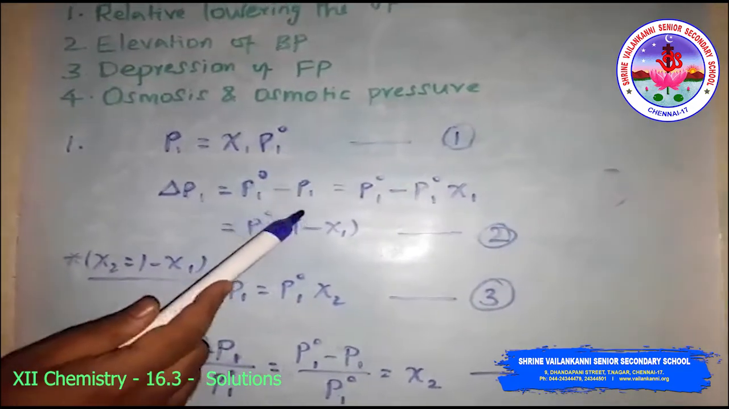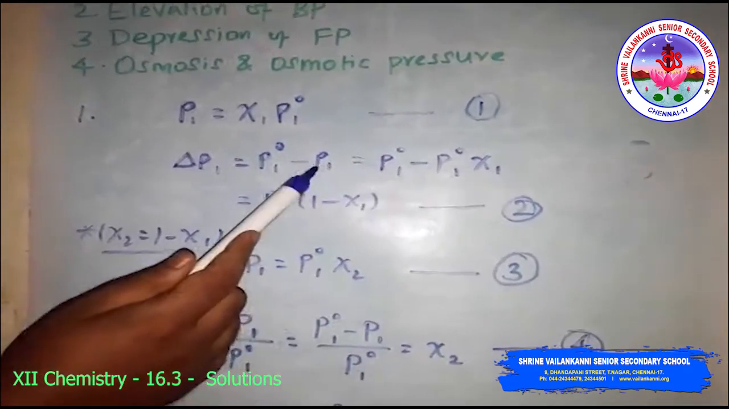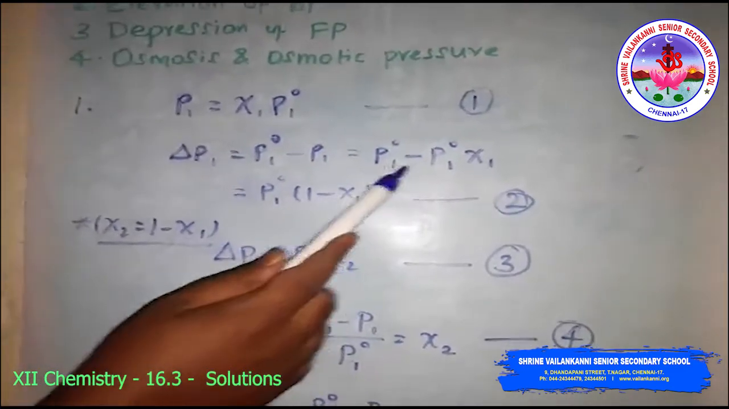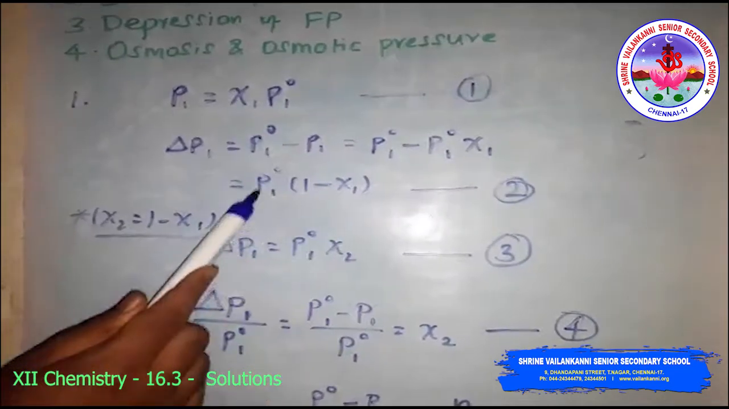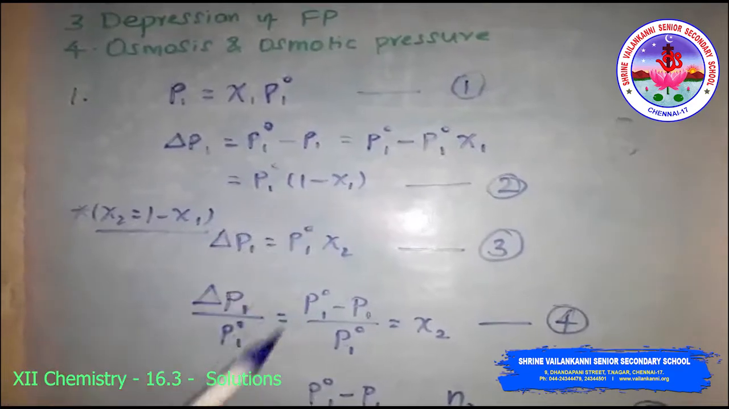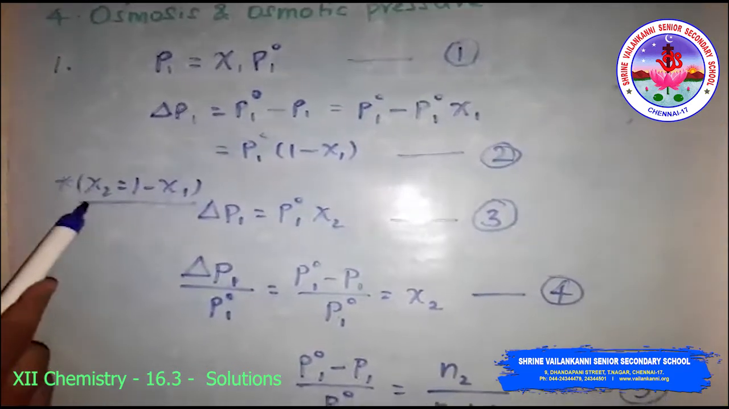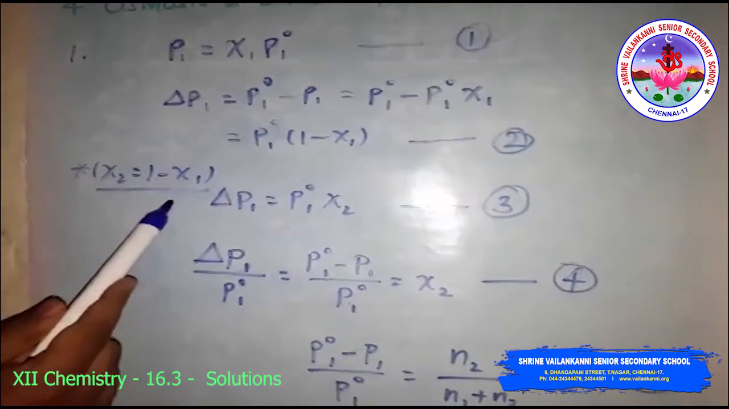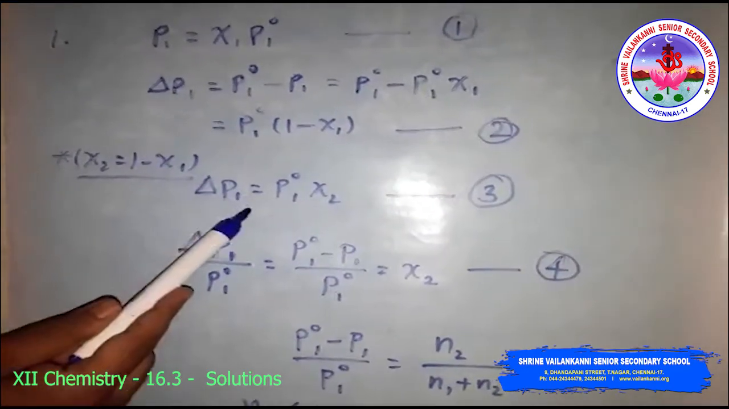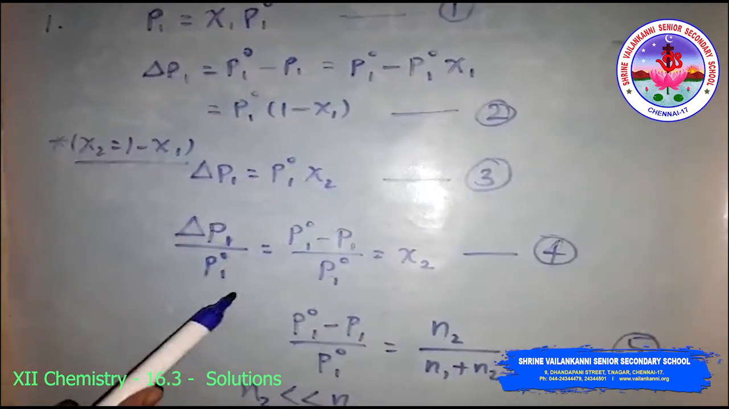We know that P1 is X1 P01, so after factorization you will get delta P1 equal to P01 into 1 minus X1. That is equation 2. We know that X2 is equal to 1 minus X1, as we studied in the previous section. So here delta P1 is equal to P01 times X2.